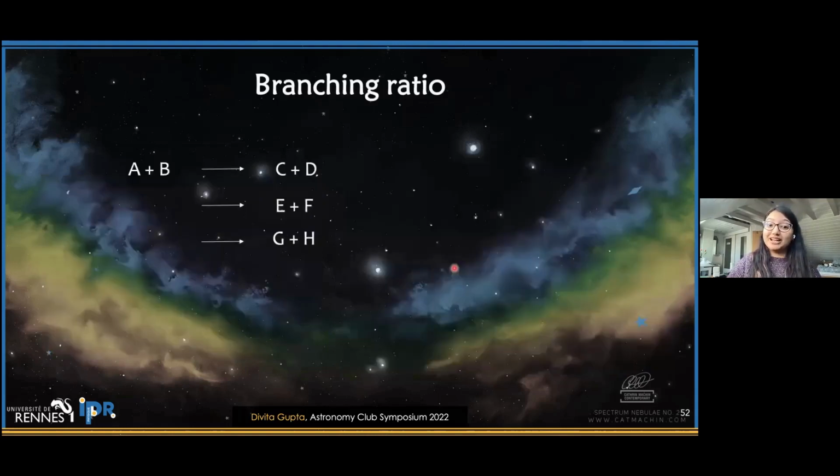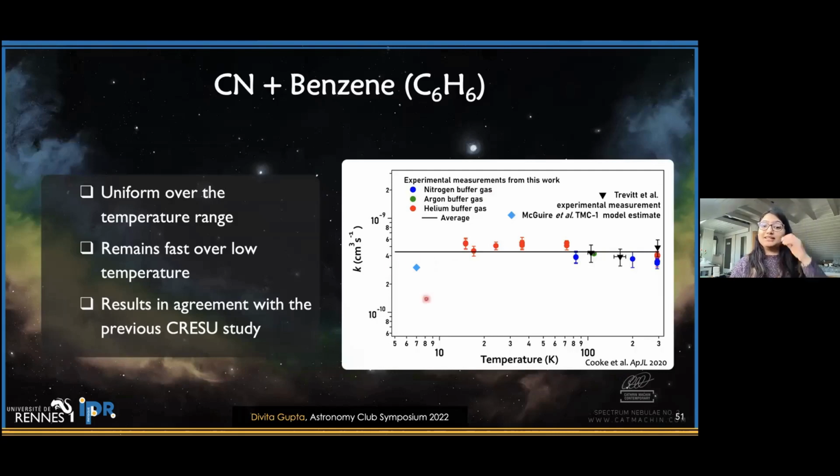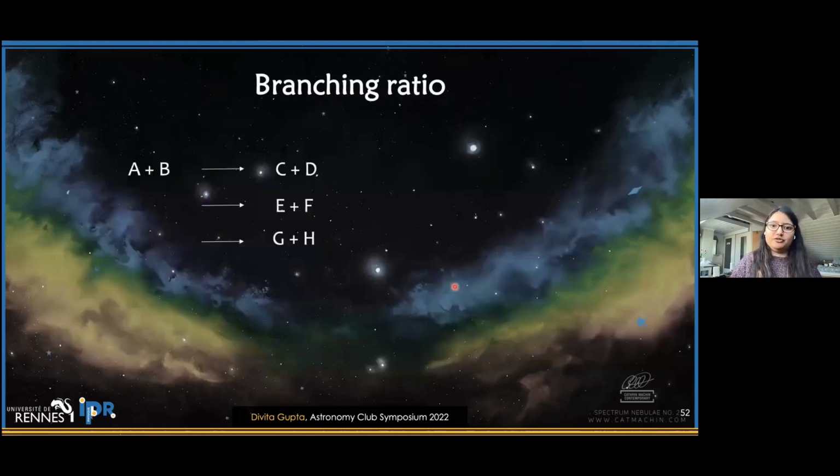Which is quite exciting. So what it basically means now is that you can use this reaction to actually estimate how much benzene could be there, okay? Because this reaction is fast. All right, so that's what we did. And this was a great result in itself already. But we wanted to move a step further.